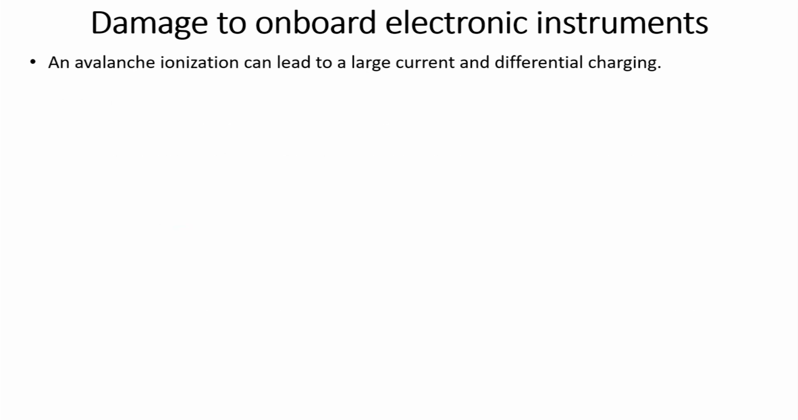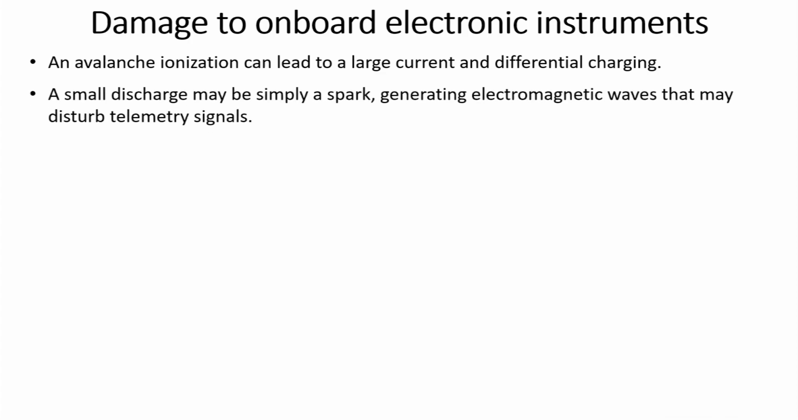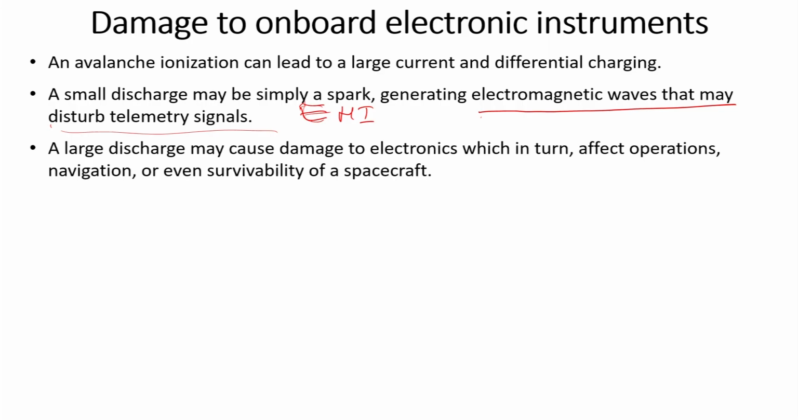An avalanche ionization can lead to a large current and differential charging, as we already said. If the discharge is small, it can be simply a spark generating electromagnetic waves, which will give rise to electromagnetic interference, or EMI. Whenever there is a large discharge, it may cause damage to electronics, which in turn affects the operations, navigation, or even the survivability of the spacecraft.